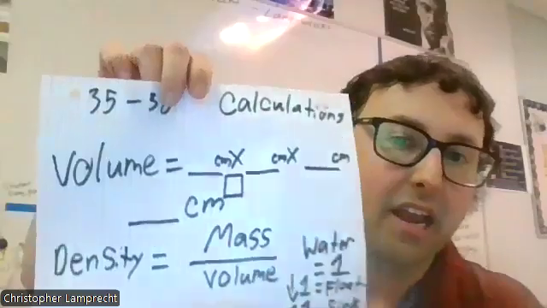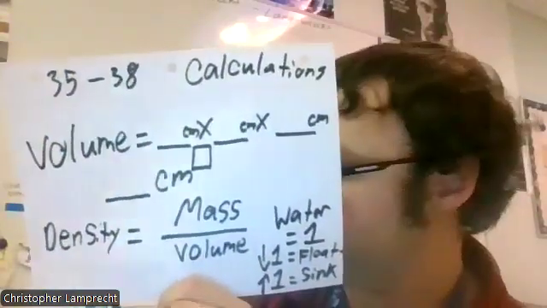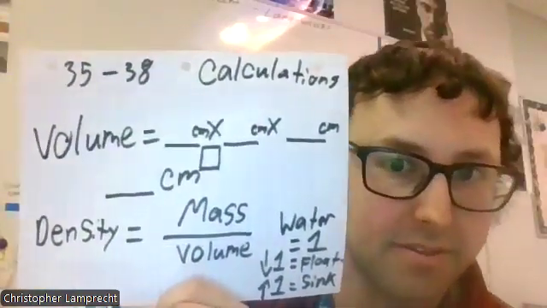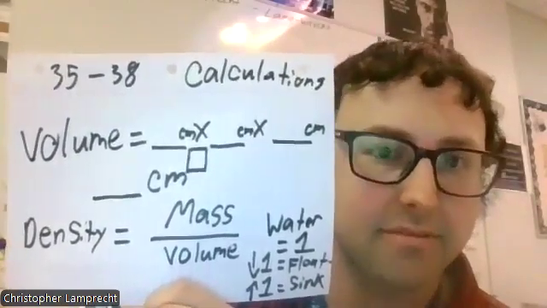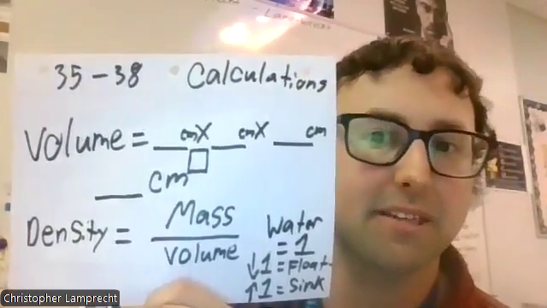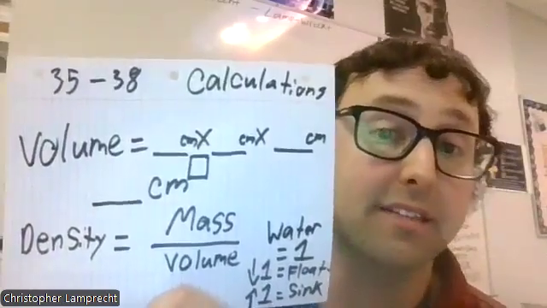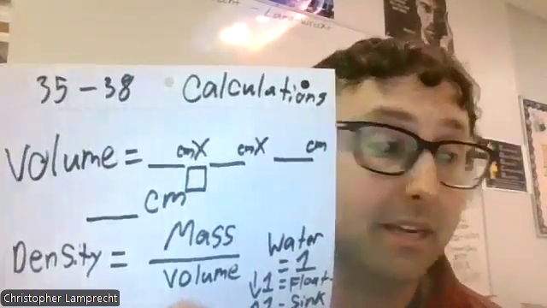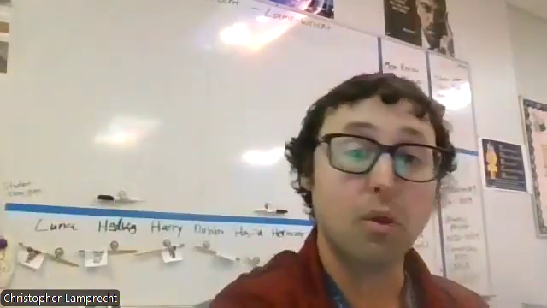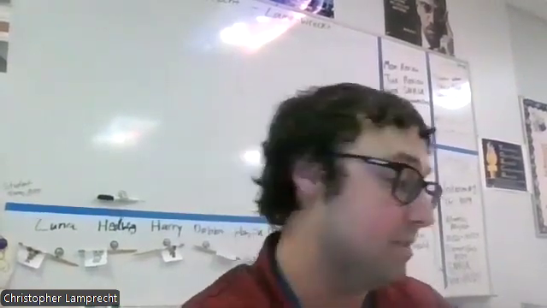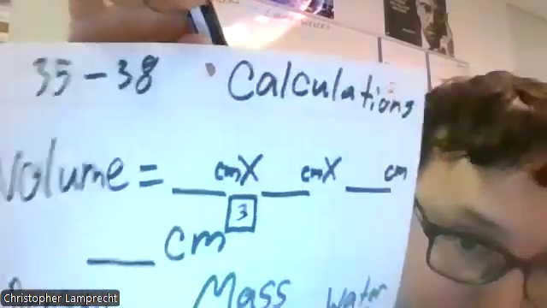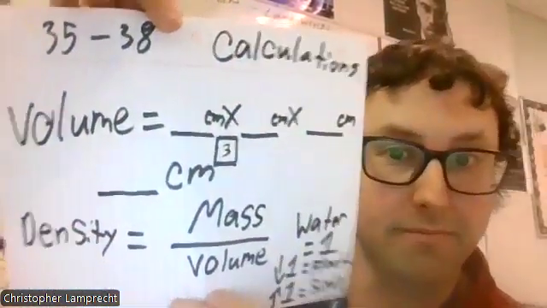We are then moving on to calculations. In the calculations, we have volume, a length, times a distance, times a depth. Now they're all measured in centimeters, centimeters, and centimeters, which will give you the unit of centimeters cubed. Centimeters to the third power.